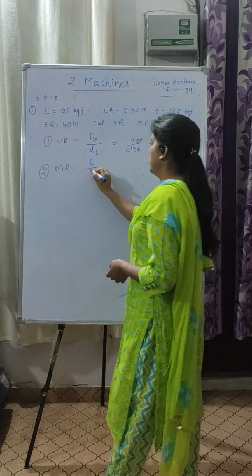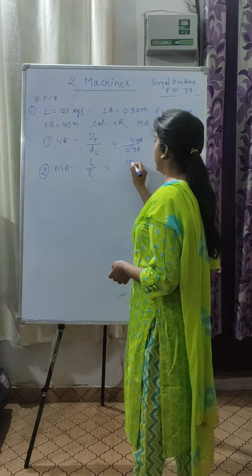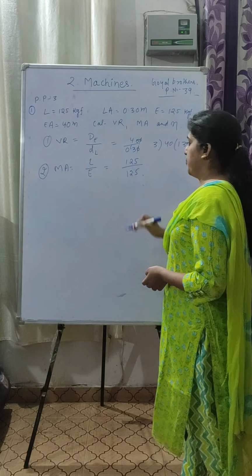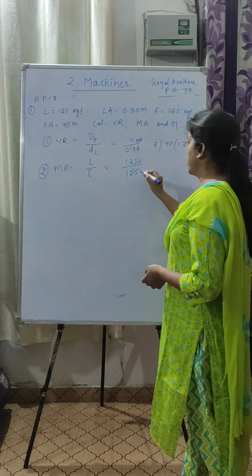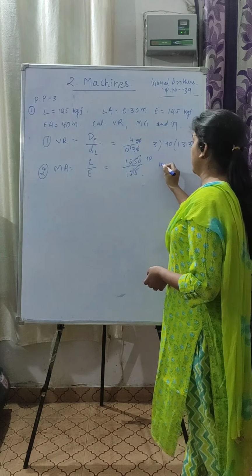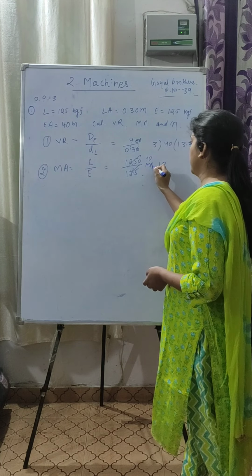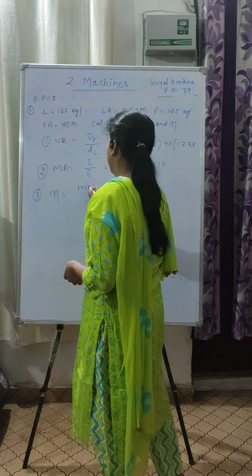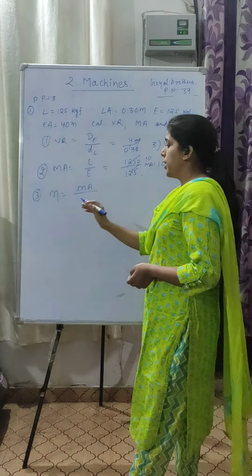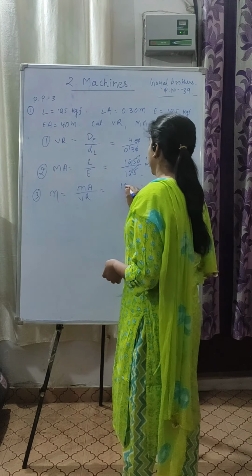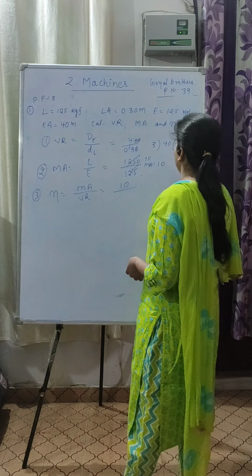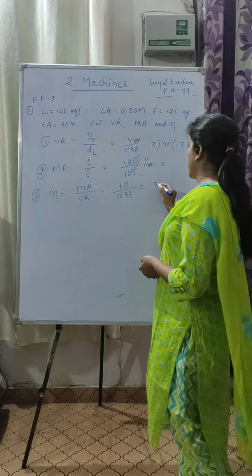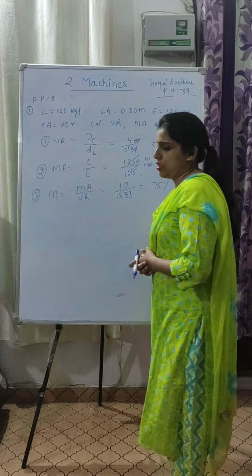And the second part is the mechanical advantage. It is load upon effort. The load given here is 125 and the effort is 12.5. So we will get a mechanical advantage of 10. And what will be the efficiency here? Efficiency is equal to mechanical advantage upon velocity ratio, so we have 10 upon 13.33. When we calculate it, we will get the correct answer, that is 75% efficiency of that machine.